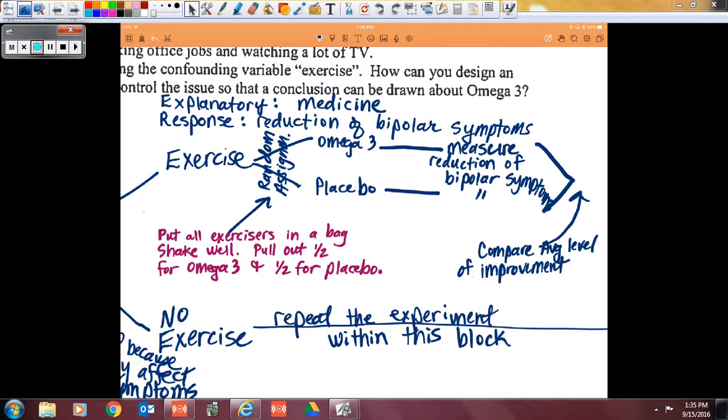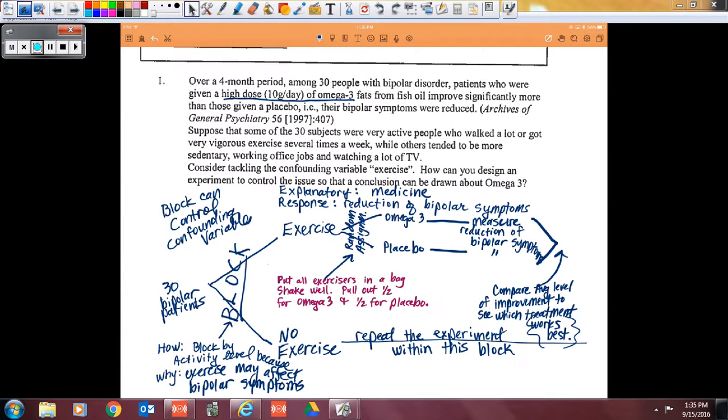You know what? I think I've been leaving this part off that needs to be there, to see which treatment works best, I guess you could say. We'll just say works best. Really I should say reduces the bipolar symptoms the best, but I'm getting tired of writing. When I say works best, I mean reduces bipolar symptoms the best. Okay, and then we repeated it up there. We're done. So this is a blocking experiment.